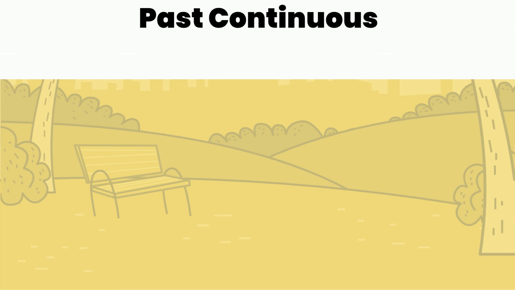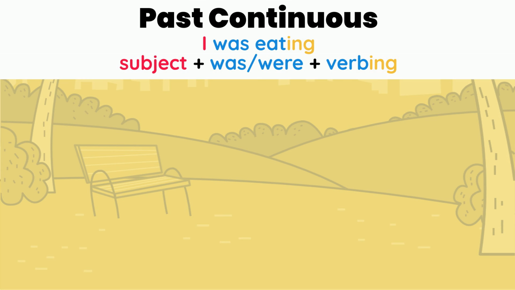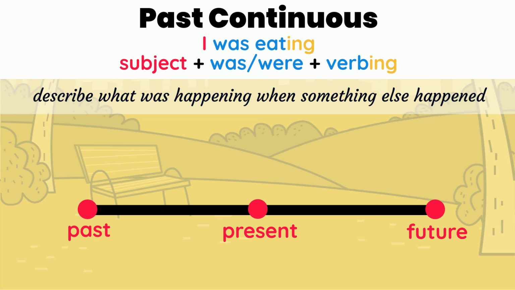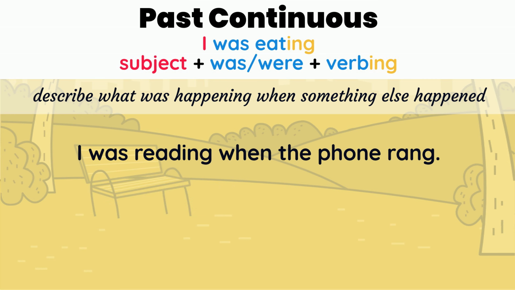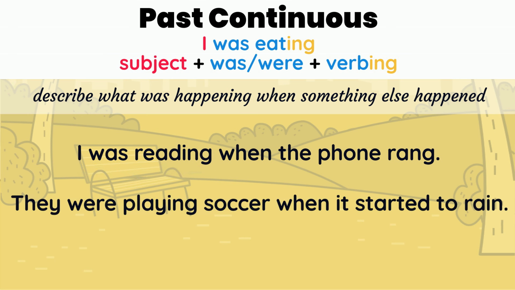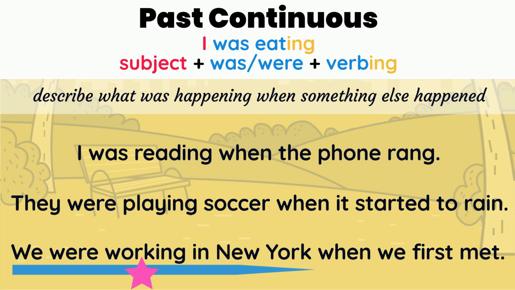Past continuous, as in I was eating. Past continuous is often used to set the scene or describe what was happening when something else occurred. For example, I was reading when the phone rang. I was reading when something was happening, when the phone rang, when something else occurred. Let's look at another one. They were playing soccer when it started to rain. We were working in New York when we first met.